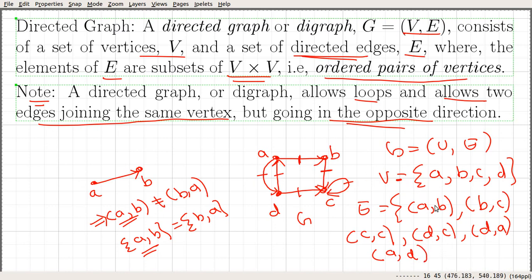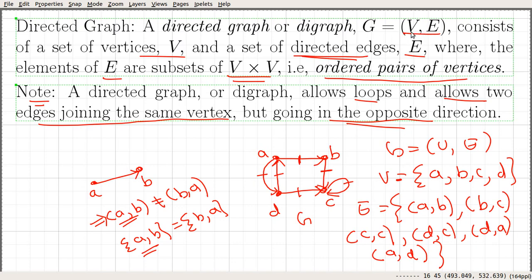Okay, let me see. So we have 1, 2, 3, 4, 5, 6 edges. So this is how we formally define a directed graph.